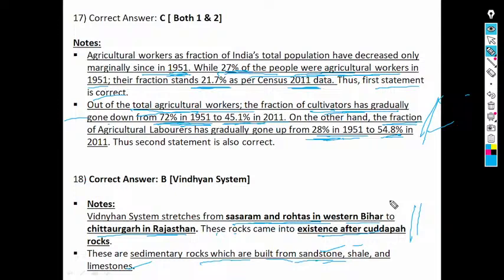The Vindhya system is also old, but by age it is lesser than the Aravalli system. Vindhya stretches from Sasaram and Rohtas in Bihar to Chittorgarh in Rajasthan. These rocks came into existence after Kadapa rocks. These are sedimentary rocks which are built from sandstone, shale, and limestone.